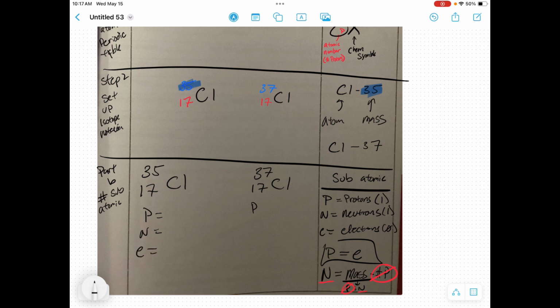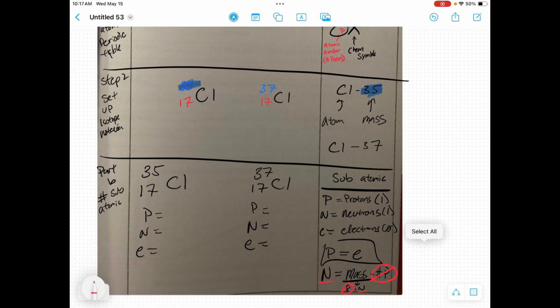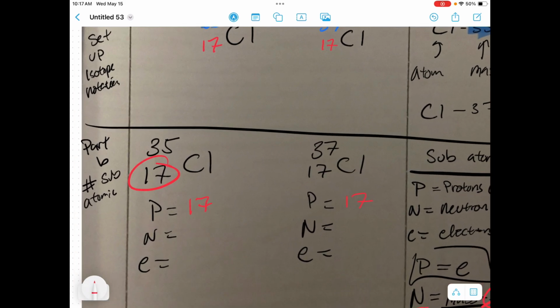So we'll set up our little table underneath. And let's calculate that. First numbers are easy. That bottom number is your atomic number, which is your number of protons. So 17 for both. Well, I know it's a neutral atom, I just don't see any charges given here at the top. So I should have the same number of electrons for both.